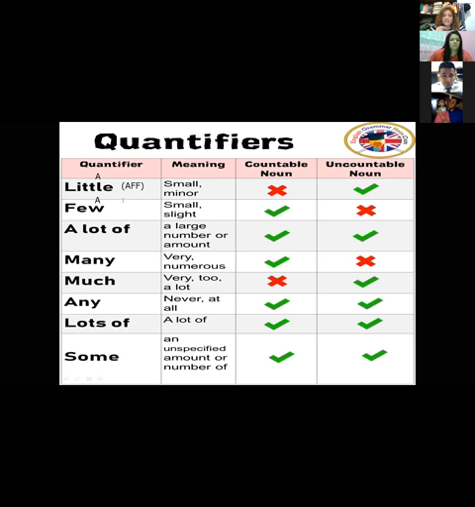Now, the next one is a few. It means a little bit or few. A little also means little. But what is the difference between a little and a few? You can use a little with uncountable nouns, but you use a few with countable nouns. So, if you want to say I have few friends, you say, I have a few friends, all right? And we use this with affirmative sentences. Now, the next one is a lot of, meaning a large number or a large amount. We can use a lot of with countable nouns and with uncountable nouns.